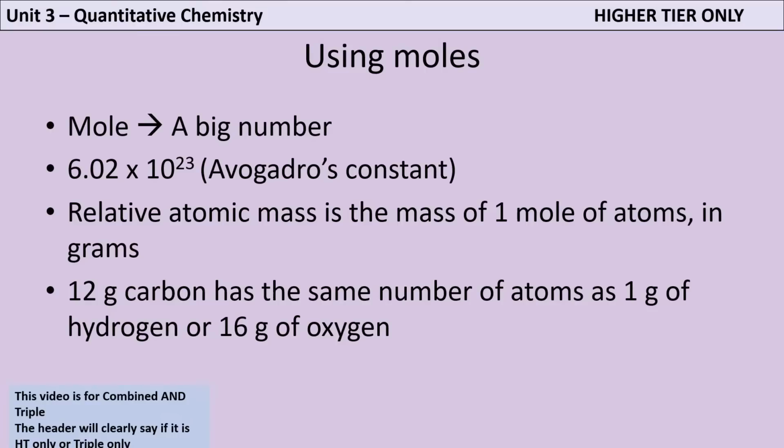So if I look at the periodic table and I look at the relative atomic mass of any element, I can say that that many grams of that element will contain the same number of particles. So 12 grams of carbon has the same number of atoms as 1 gram of hydrogen or 16 grams of oxygen or anything else like that.